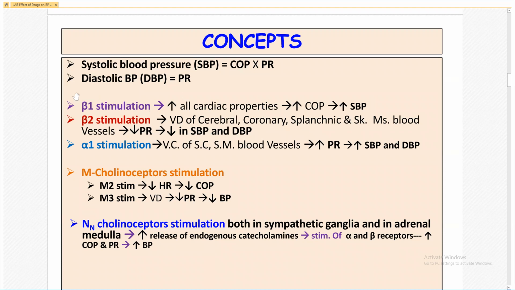Now both are agonists, beta 1 agonist and beta 2 agonist. Beta 1 stimulation causes the increase in the blood pressure, while beta 2 stimulation causes the decrease in blood pressure, due to vasodilation, due to decrease in the peripheral resistance. This is the main difference between beta 1 and beta 2. You have to remember this difference between beta 1 and beta 2 to answer the questions from the experiment.